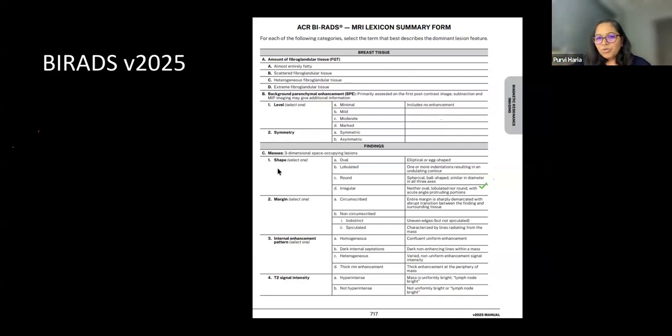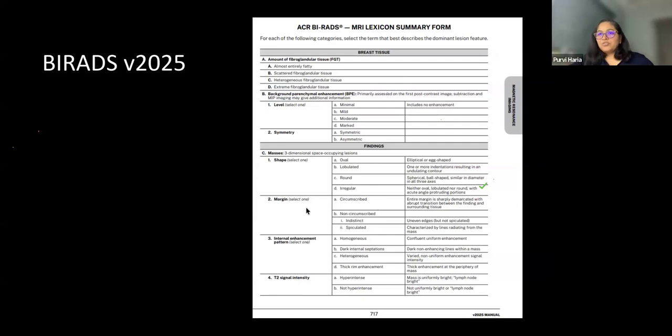Now let's move on to the mass. When we describe a mass, we describe the shape of the mass, the margin, how it enhances, the internal enhancing characteristic, and how it was on the non-contrast T2 weighted images. There are four shapes: oval, lobulated, round, irregular. As you go from top to bottom, the suspiciousness of the lesion increases.